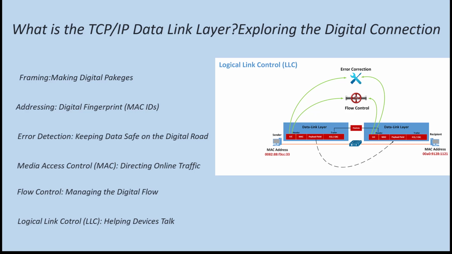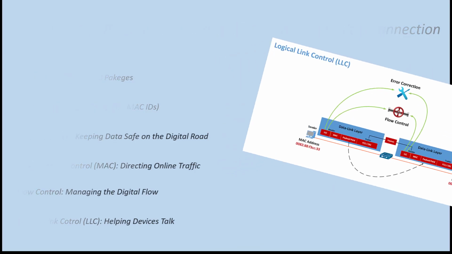In short, the TCP/IP data link layer isn't just a data conveyor. It's the organizer, identifier, and helper, making sure digital chats between devices are accurate, reliable, and quick.